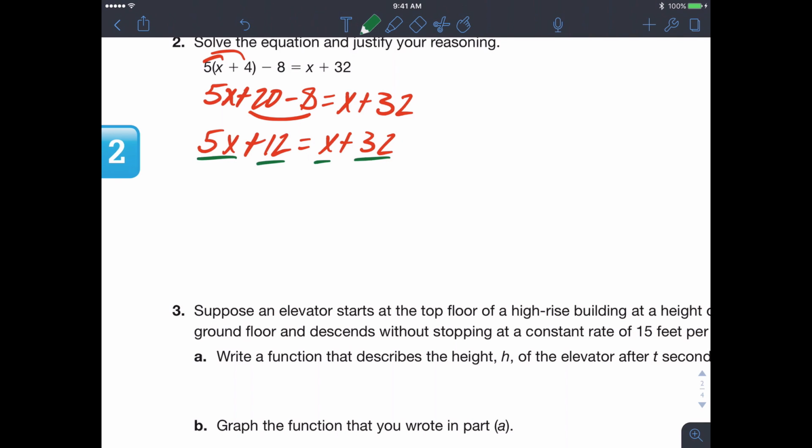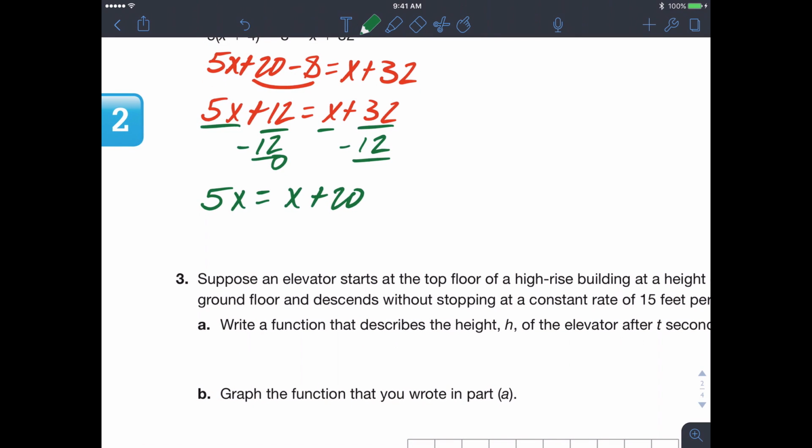I always like to work the small numbers first. So I'm going to go ahead and just subtract 12 to both sides. 5x equals x plus 20. Okay, so we have the number 20 right here. It's on the right side, and that's the only one there is of a single term. But we have x's on both sides, left and right. So let's go ahead and get rid of this x, so it evens out. Subtract x to both sides.